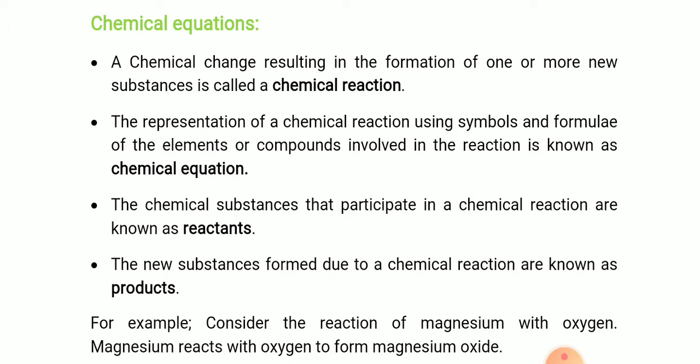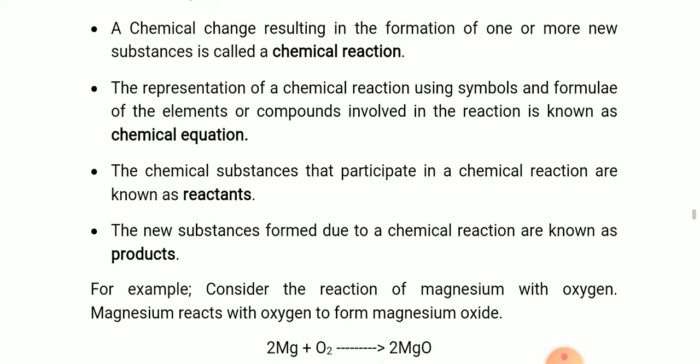First, chemical equation. What is a chemical equation? Before that, you have to know what a chemical reaction is. A chemical change resulting in the formation of one or more new substances is called a chemical reaction. So, what is a chemical reaction? A chemical change resulting in the formation of one or more new substances is called a chemical reaction.